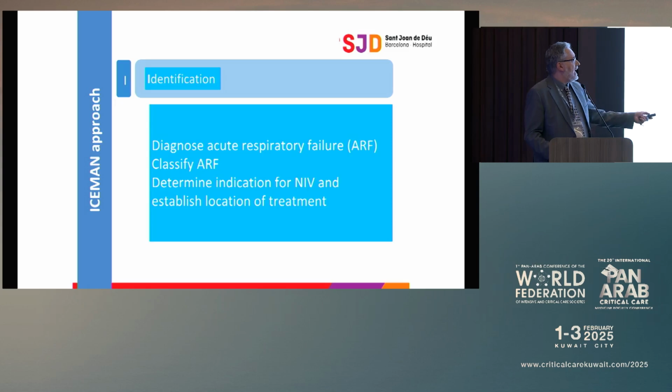So let's start with the identification. Very important: we should know which is the patient that we are going to put on NIV. We should diagnose if it's a type 1 or type 2 failure. We should know where to start this. It should be in an HDU or a PICU. It can never be done in the general ward, that's for sure, because we need an appropriate nurse-patient ratio.